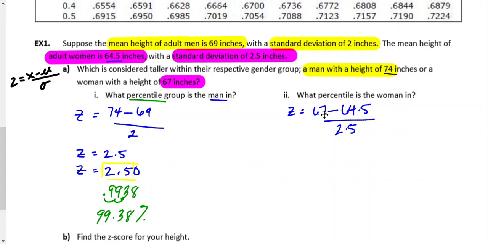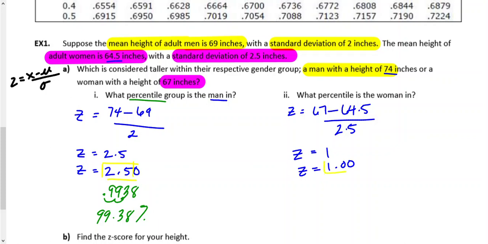And again, you go to your calculator, you do 67 minus 64.5, then divided by 2.5, and we get a z-score of 1. Remember, z-score, it's easier to look up on the chart when we have 3, so we're going to turn this into 1.00. My z-score is going to equal 1.00.